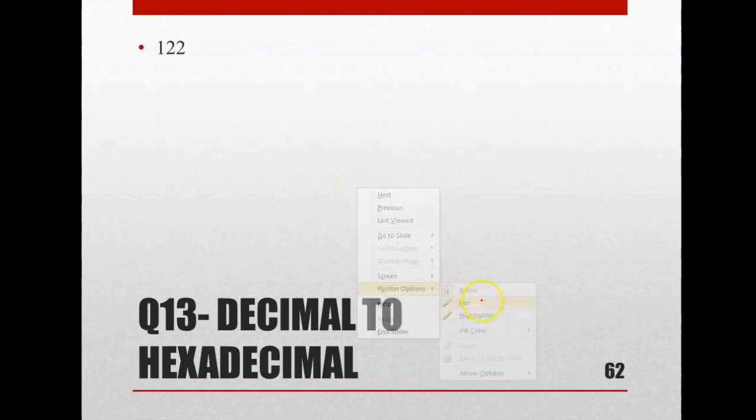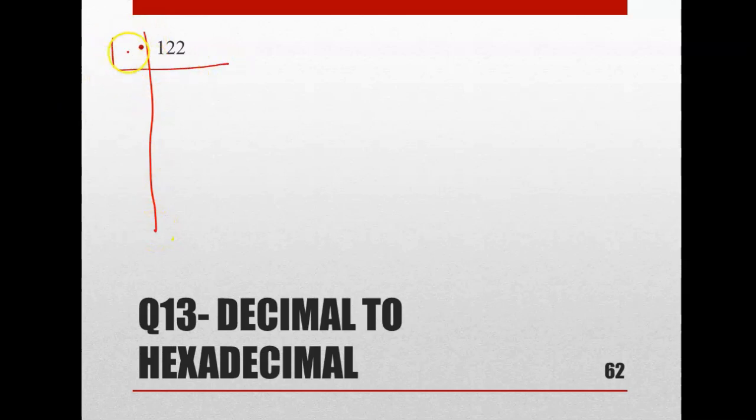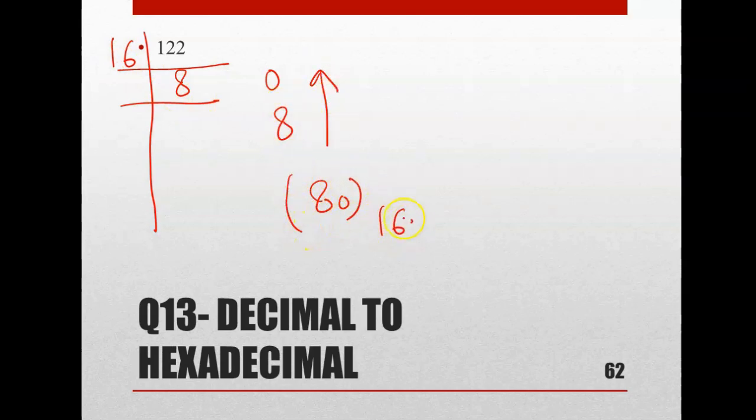So let us start with the third part of the same question 13. It is 122. So 122 again you have to divide by 16. 16 times 8 is 128 into 122, the remainder is 0, and because 8 is not divisible by 16, this is 80, right? 80 in hexadecimal form. So this is done only.